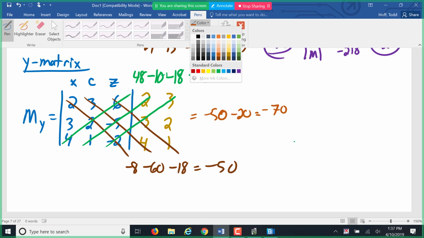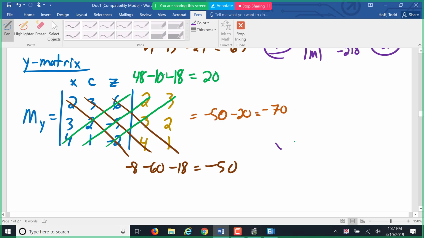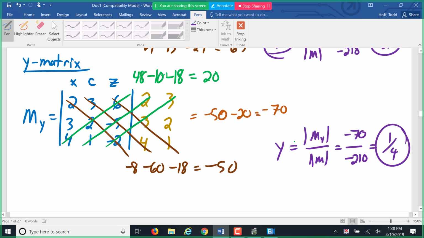And you may have guessed it, Kramer says that the y value of our system of equations is the determinant of the y matrix divided by the determinant of the base matrix. So negative 70 divided by negative 210 is a positive 1/4, which was the y value.